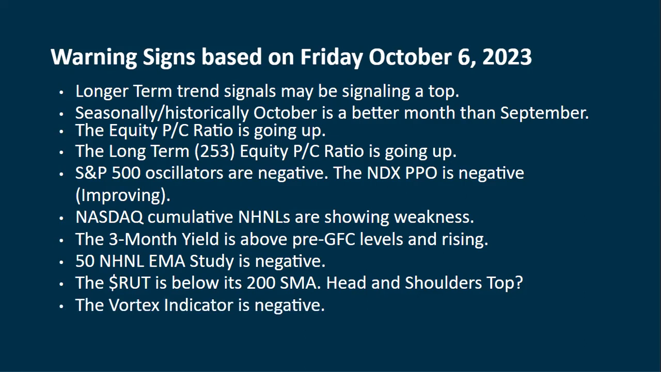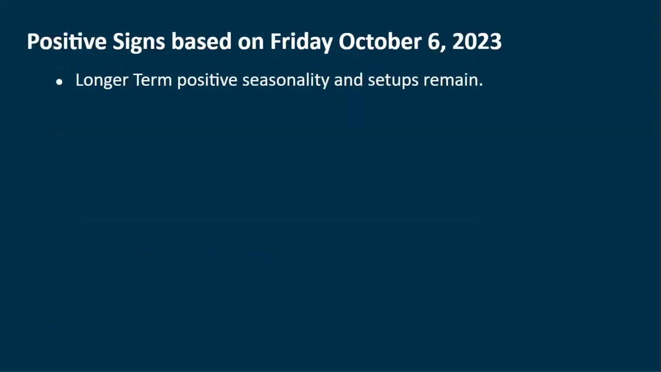The vortex is negative for right now, both on the daily chart, now on the weekly chart as well. And then we're dealing with earnings season. But there are some positive things. The seasonality and setups with the NYSE breadth thrust, the Zahorchak, those are still positive.